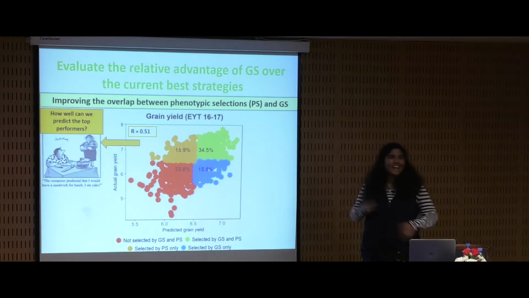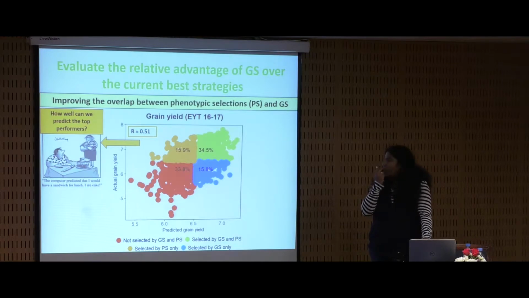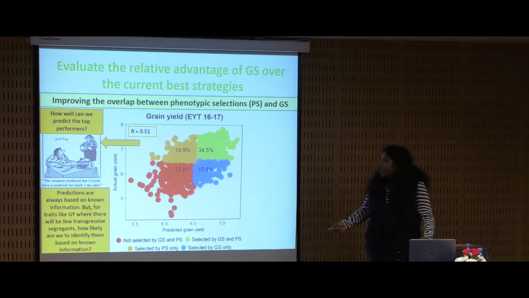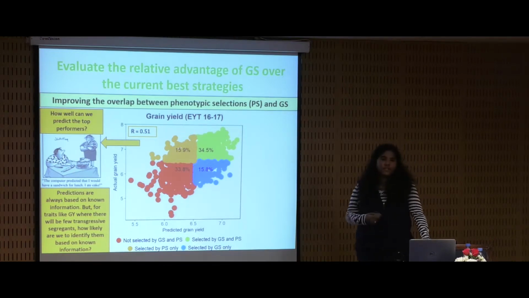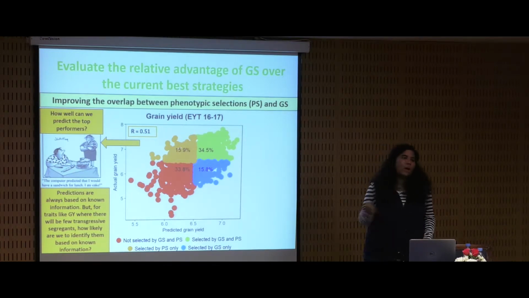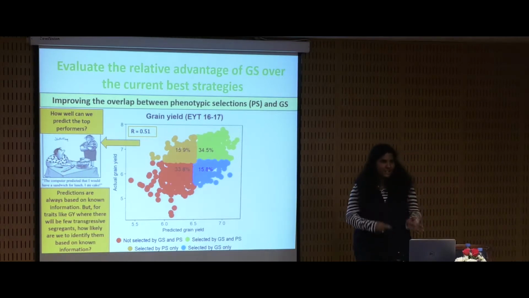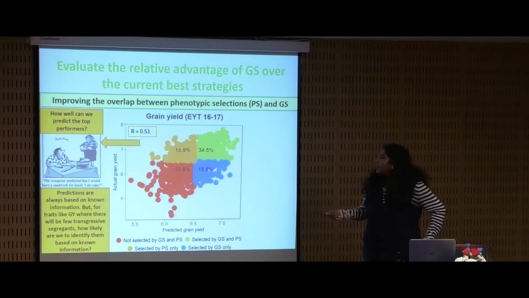So I like this cartoon because sometimes it explains what might be the problem. What we predict is always based on known information. But sometimes you will have a few transgressive segregants, and you might not be able to pick those up just because your models are trained with known information. And you will always have some lines like that. I would say you have to expect it in predictions.